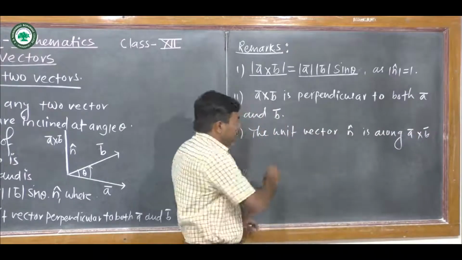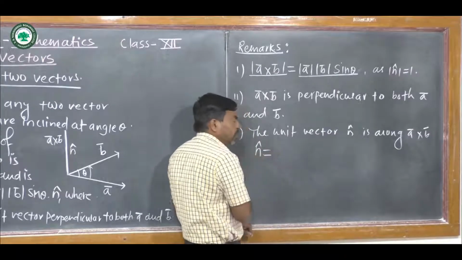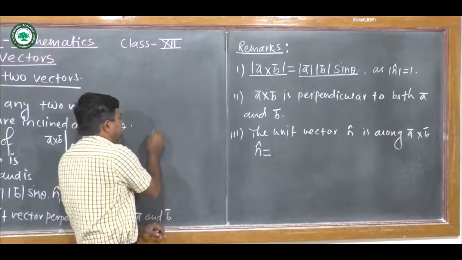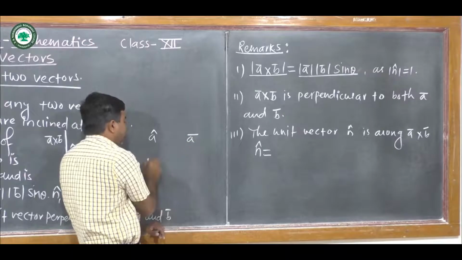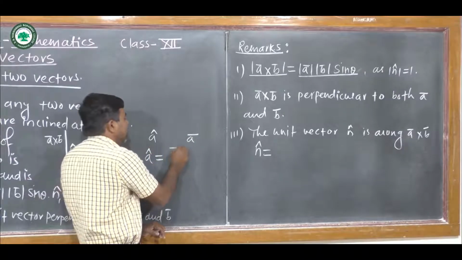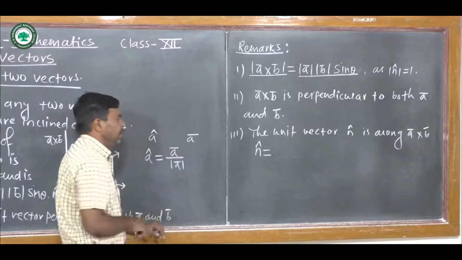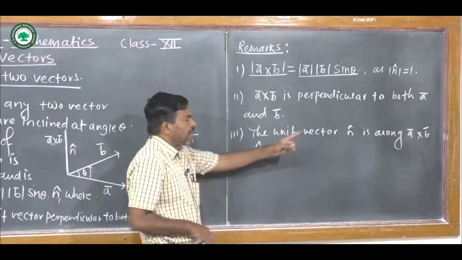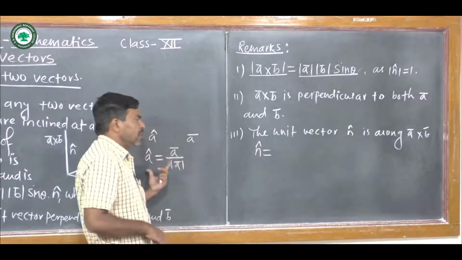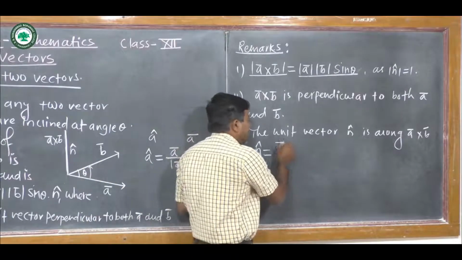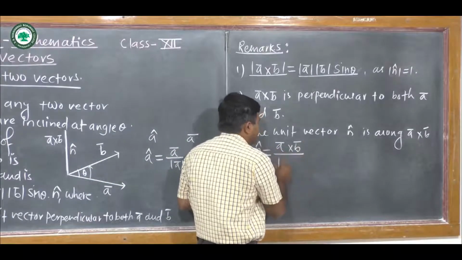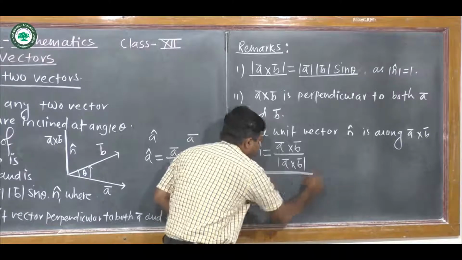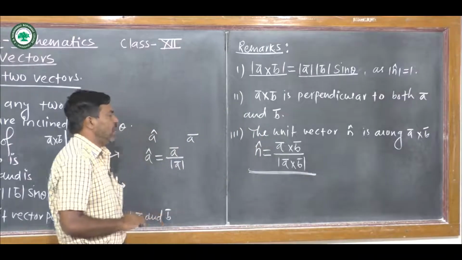So therefore, n cap is equal to, see, in 11th standard previously we have seen, if A cap is the unit vector along the vector A, then by the definition A cap is equal to vector A divided by magnitude of vector A. Here n cap is the unit vector along the vector A bar cross B bar. So using this definition, n cap is equal to vector A bar cross B bar divided by magnitude of vector A bar cross B bar. So this is the formula for unit vector along the vector A bar cross B bar.